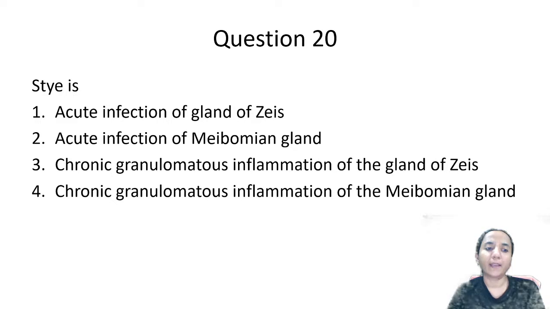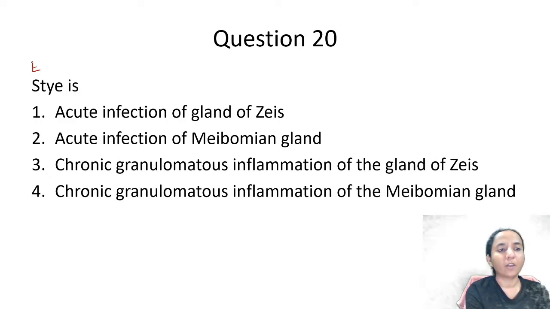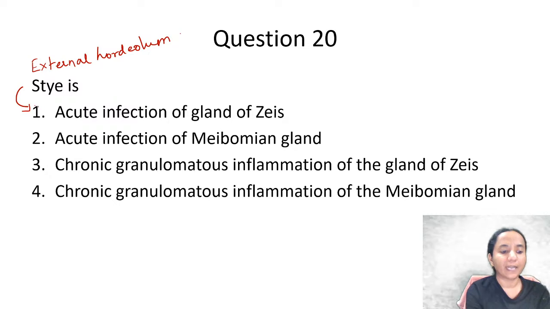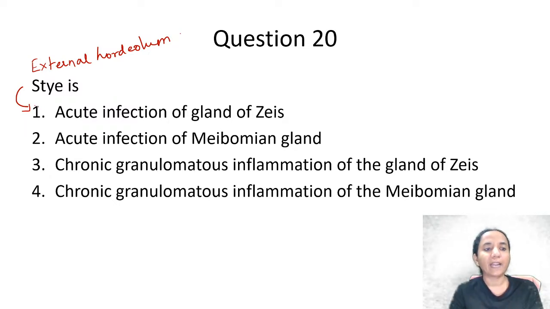What is STI? Acute infection of the gland of Zeiss, acute infection of the meibomian gland, chronic granulomatous inflammation of the gland of Zeiss, or chronic granulomatous inflammation of the meibomian gland? The other name for STI is external hordeolum. Correct. It's an acute infection of the gland of Zeiss. So acute infection of the gland of Zeiss is STI or external hordeolum.